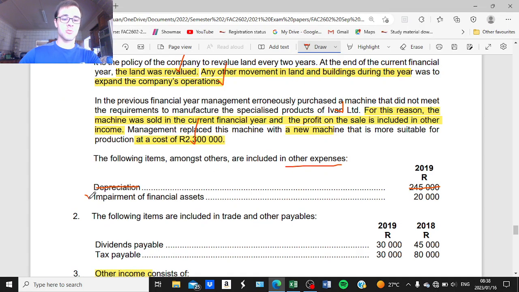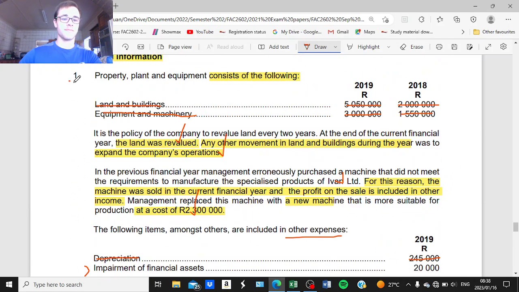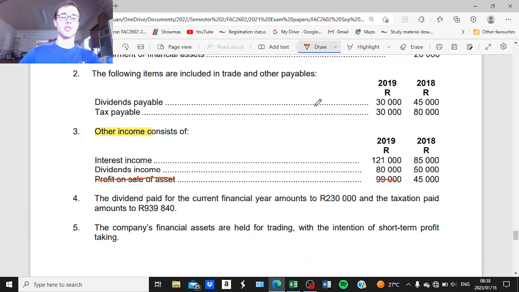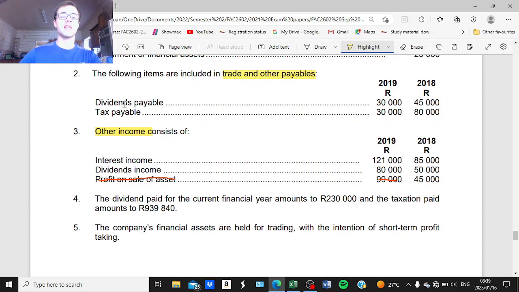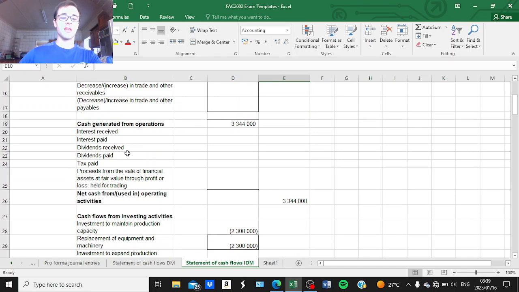Okay, so keep this one in mind in additional information point 5. All right, let us move on to additional information point 2, which states that the following items are included in trade and other payables. So we have dividends payable as well as tax payable. All right. So let us calculate the dividends paid for the current financial year.